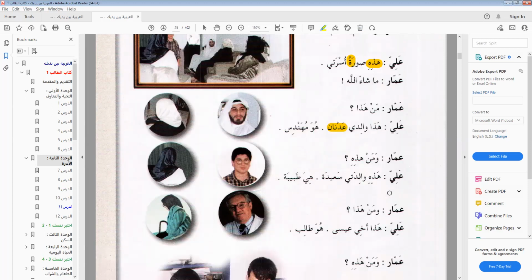Then Ammar says, Waman hadhihi, and who is this? Note this. The first time he said man hadha, who is this, it was pointing to a male. He saw this male and he's saying, who is this? He used hadha. But when he saw a female, he's asking, who is this female? Man hadhihi. So he's using hadhihi.